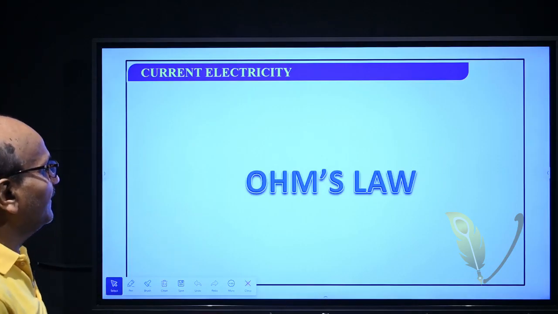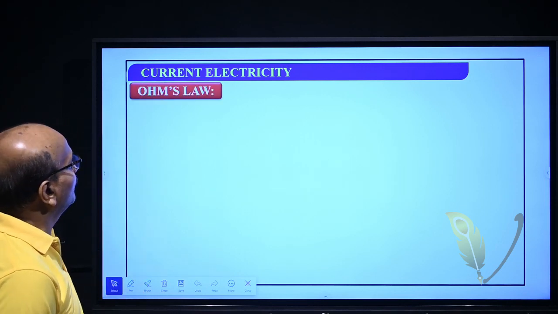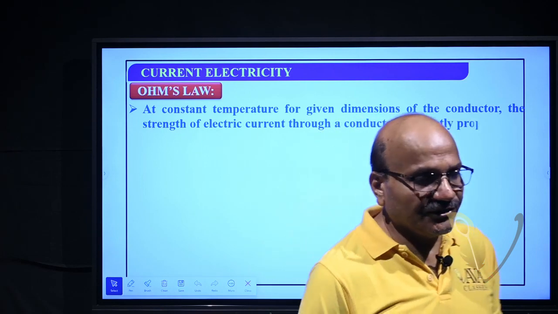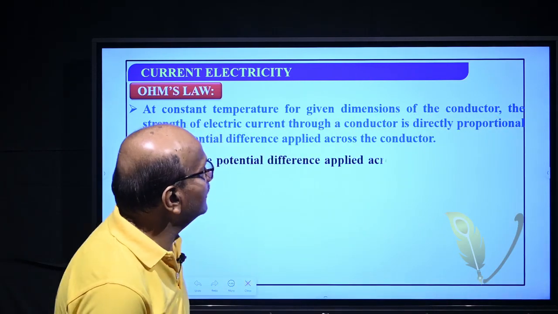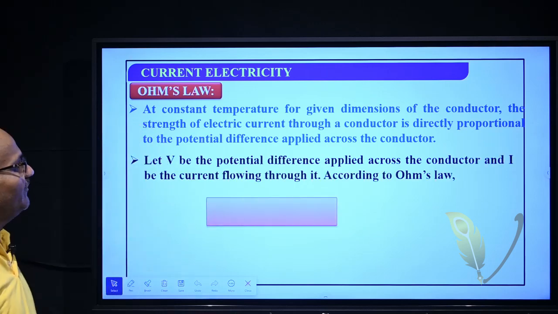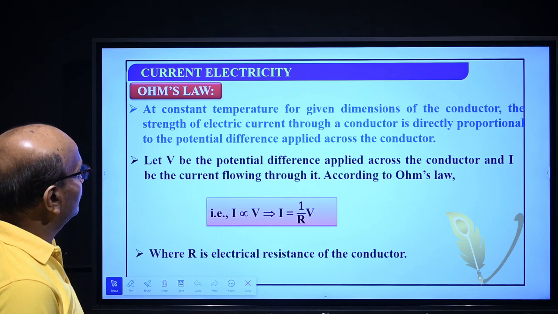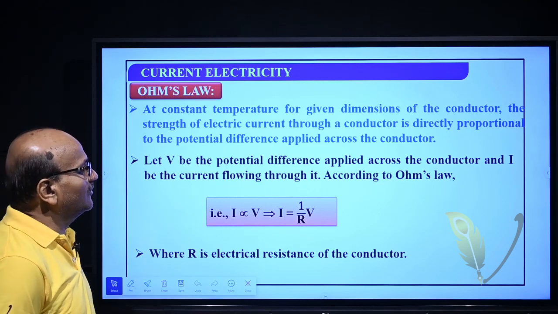Next, Ohm's law. First, what is Ohm's law? Ohm's law states that at constant temperature and for given dimensions of the conductor, the strength of electric current through a conductor is directly proportional to the potential difference applied across the conductor.